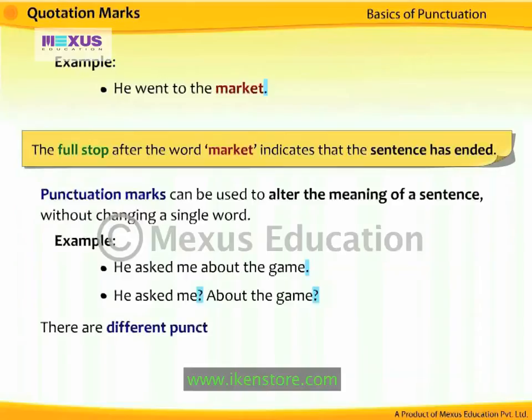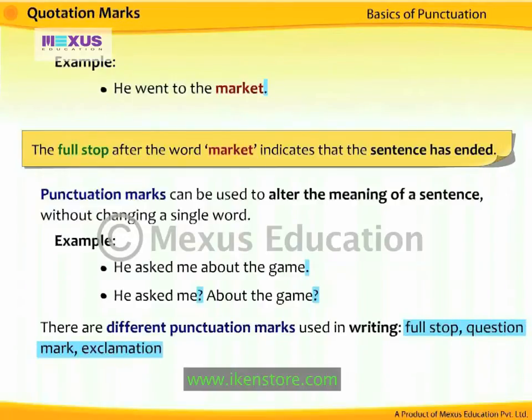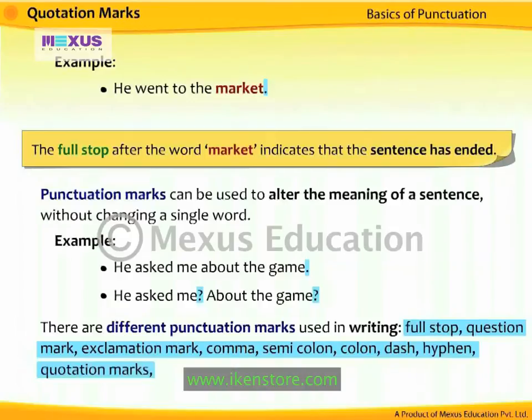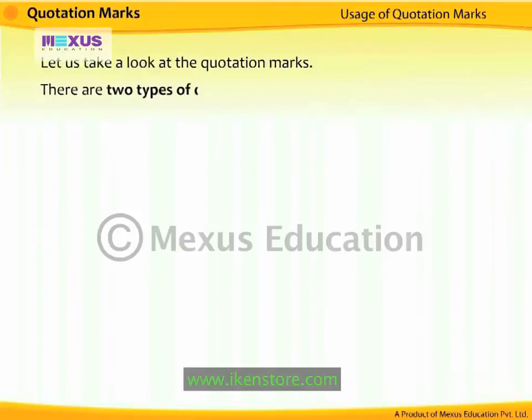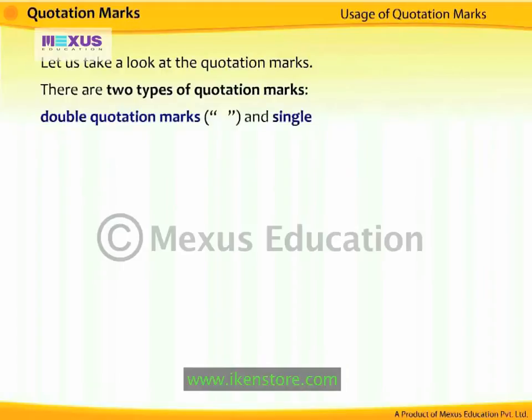There are different punctuation marks used in writing. They are the full stop, question mark, exclamation mark, comma, semicolon, colon, dash, hyphen, quotation marks, apostrophe, capital letters, ellipsis, and parentheses. Let us take a look at the quotation marks. There are two types of quotation marks. They are double quotation marks and single quotation marks.